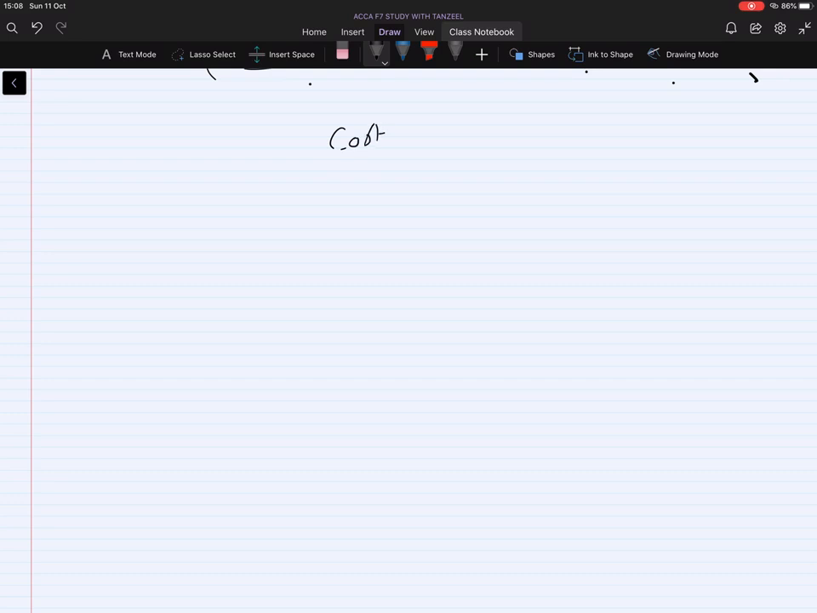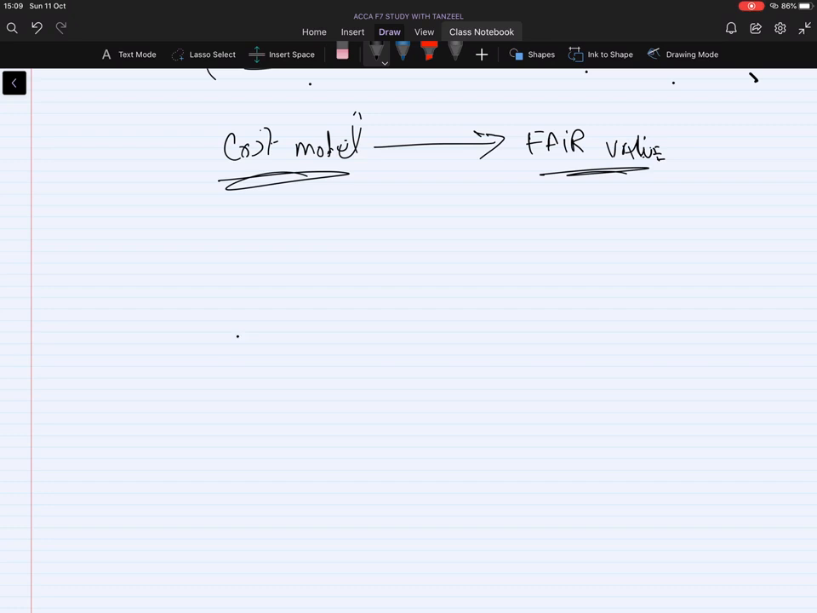Can a company change the model? Before they were using the cost model, and now they want to use the fair value model. Is it allowed to change the model? Previously we were using the cost model, and now we change it to the fair value model. Is it allowed?